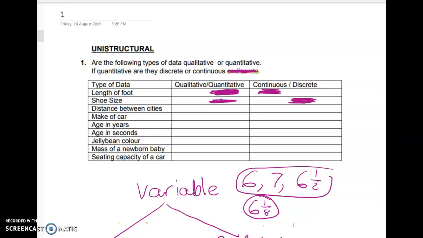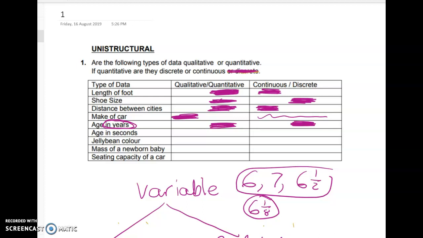The distance between cities is also quantitative, and it's measurement. We're measuring kilometres, so it's continuous. The make of your car, Toyota or Mercedes, if you're very lucky, is qualitative. So then we don't worry about this column over here. Your age in years is quantitative because the answer is a number. I am 15 years old. And when you're asking for it in years, then we think of that as what we call discrete data. The answer is a counting number.